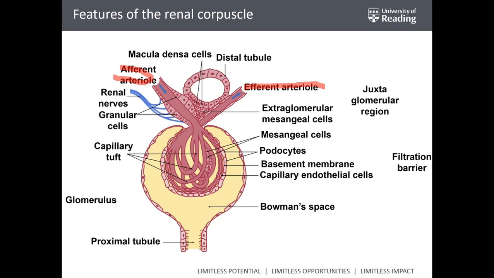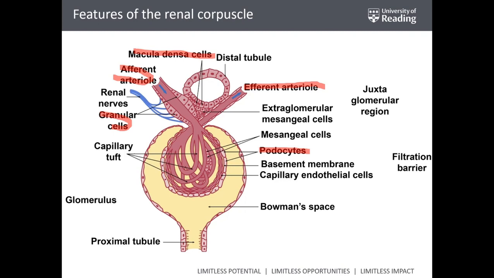So on the side of the afferent arterioles, we have granular cells, and between the afferent and the efferent, we have these macula densa cells, which we will mention at a later point, and they're important. So between the capillary tuft and the Bowman's capsule itself, there are these podocytes, which are like the bricks in a wall. And between these podocytes, there are holes that allow the passage of the filtrate.